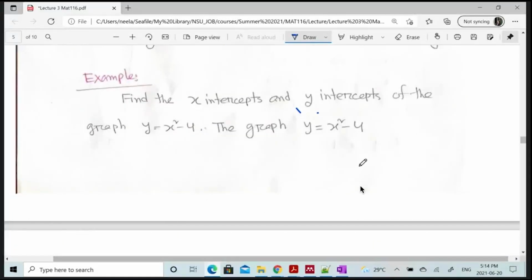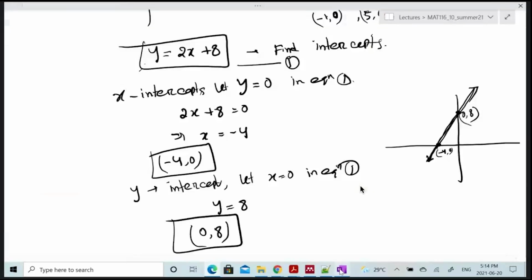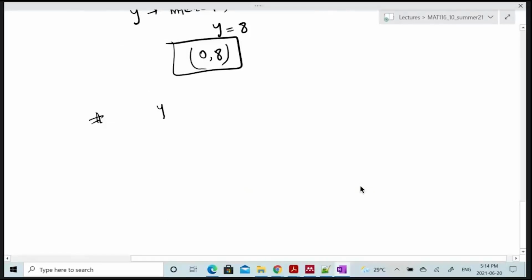Very good. So now we have to find the x-intercept or y-intercept of the equation y equal to x squared minus 4. So let's do this one. y equal to x squared minus 4. I want to draw the graph of it, but before drawing the graph, let's find the x-intercept. So tell me, what will the x-intercept be? 2.